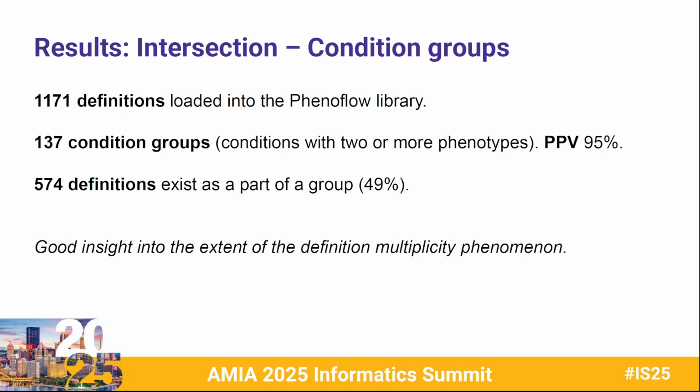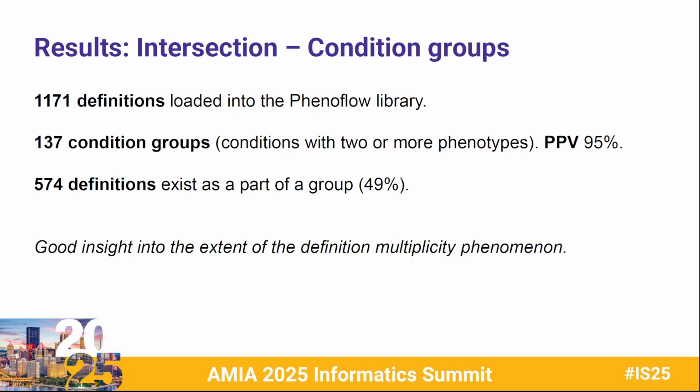What did we find? Well, we first of all loaded 1,171, so just over 1,000 definitions into the Phenoflow library, and then we analyzed the names of those definitions as per the methods given to identify condition groups, so groups of computable phenotypes that all target the same disease or condition. We found 137 condition groups, so conditions with 2 or more phenotypes, and we did some validation among the authors and got a positive predictive value there of 95% to validate that these groups did indeed contain the correct phenotypes. We found that 574 definitions existed as part of a group, so just under half.